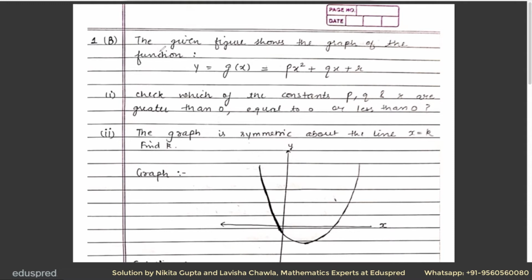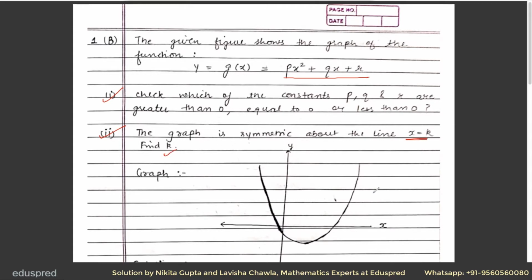In this video, we will be solving this question which says the given figure shows the graph of the function y is equal to g(x) is equal to px square plus qx plus r. Your first part is check which of the constants p, q and r are greater than 0, equal to 0 or less than 0. The second part says the graph is symmetric about the line x is equal to k and we have to find this k.